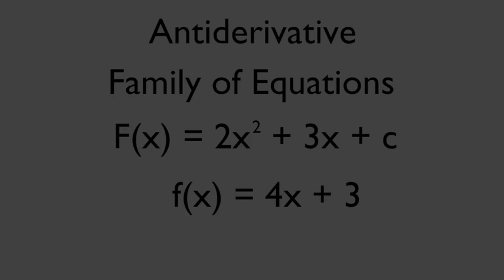To find the value of c, you need what's known as a boundary condition, or some point that we know exists on the antiderivative function. Without that, you do have to leave it as plus c.